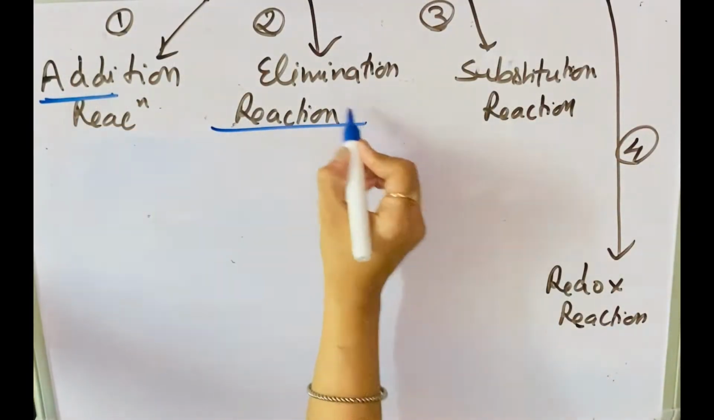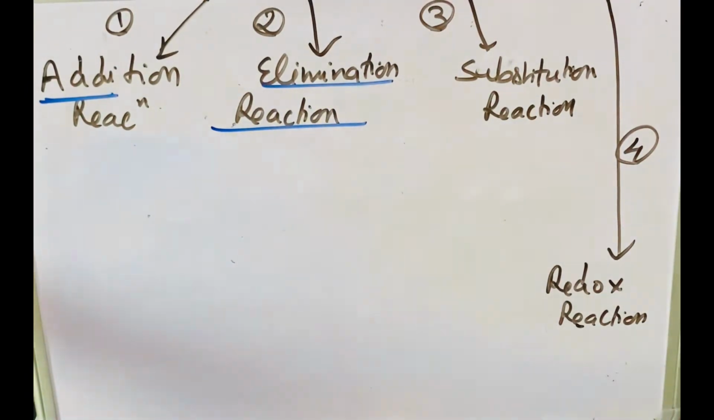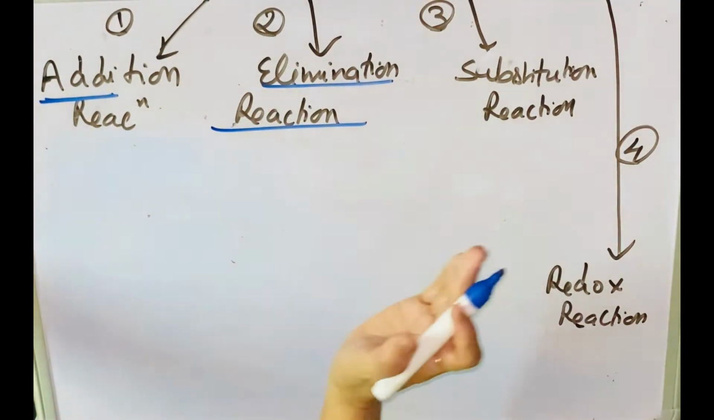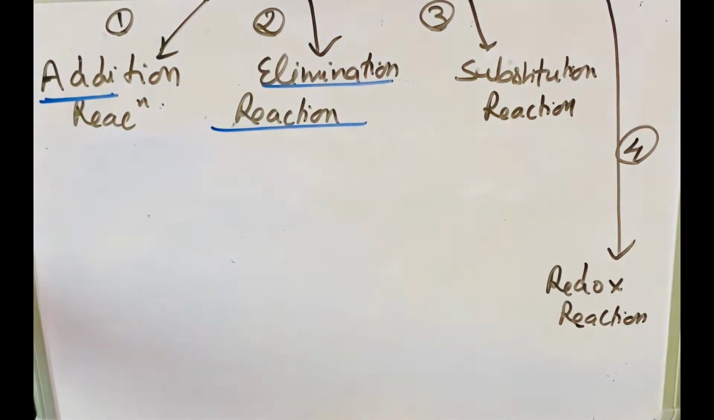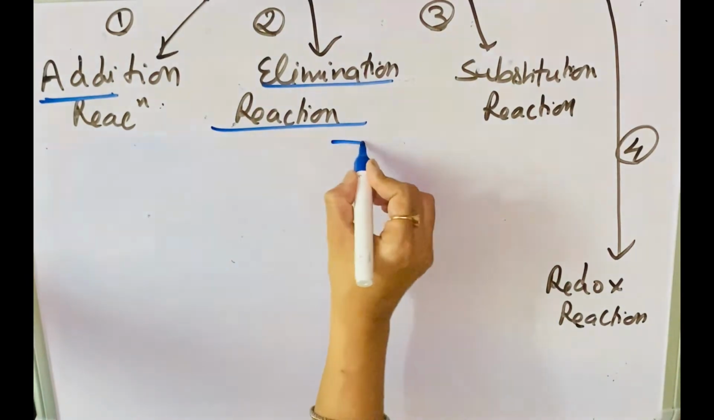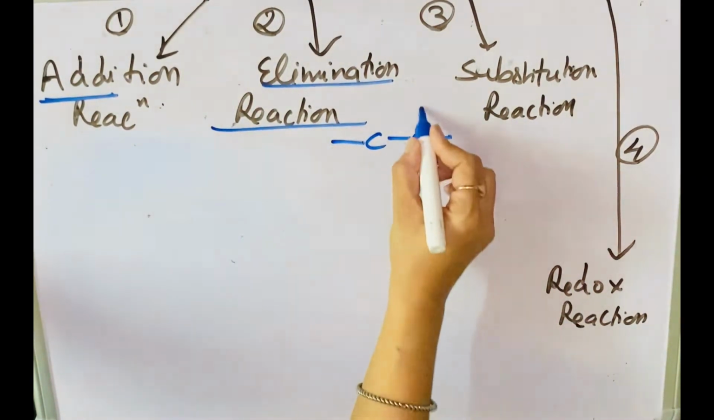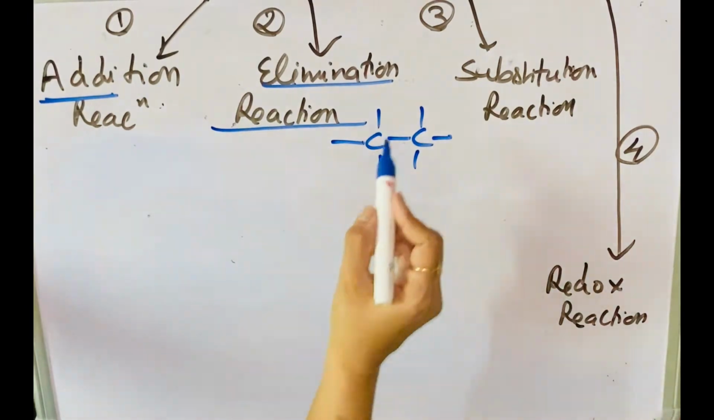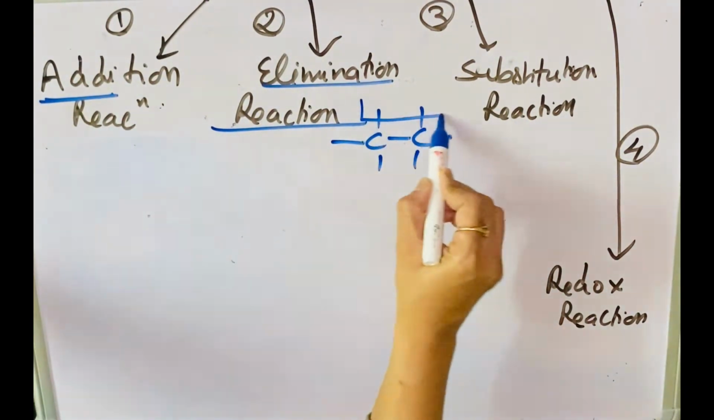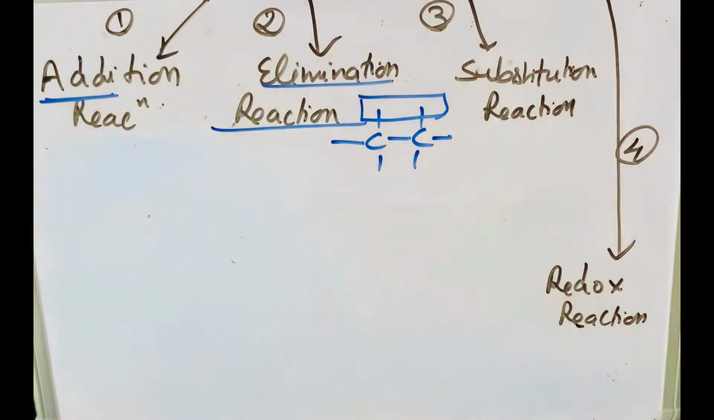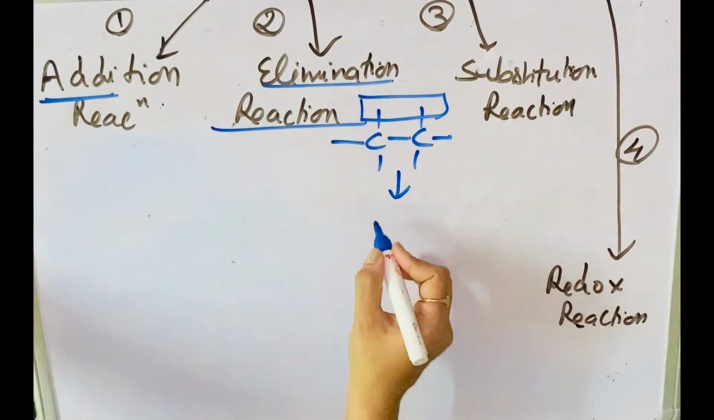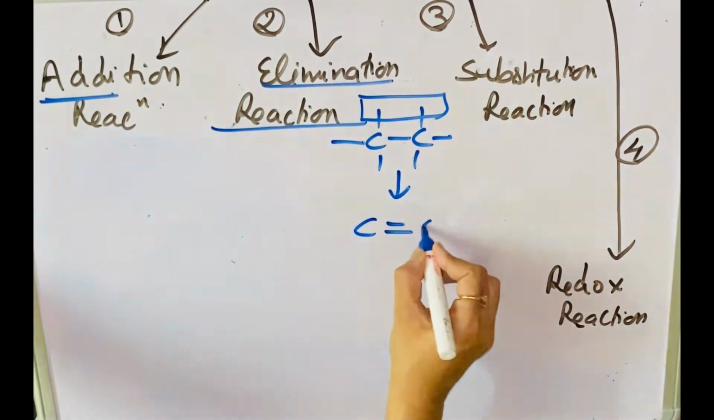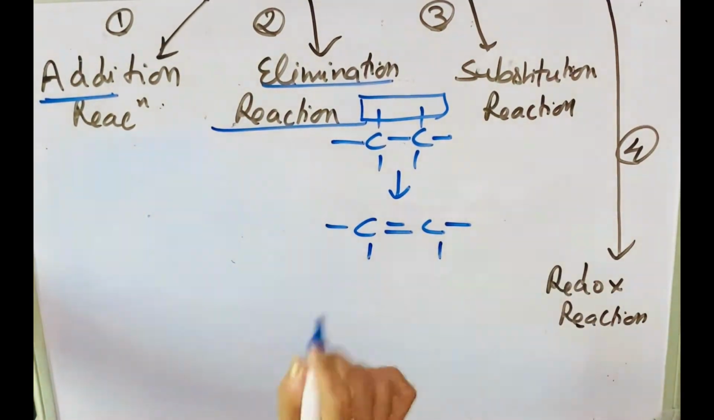Now we'll take the example of another category. What is that? Elimination reaction. Elimination means to remove something. This is almost opposite to the addition reaction. This takes place on a carbon-carbon single bond because it's already saturated from all the sides. Now if we remove any two elements from here, that would convert this saturated hydrocarbon into an unsaturated hydrocarbon.